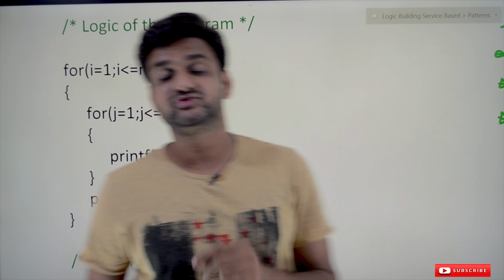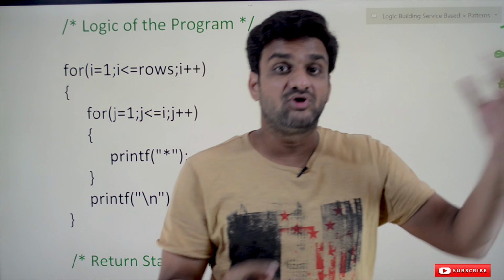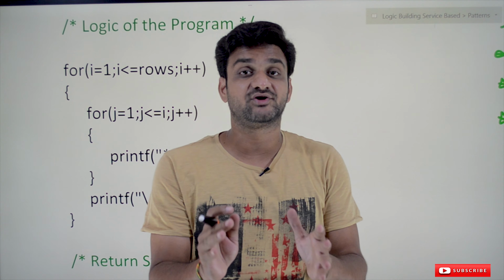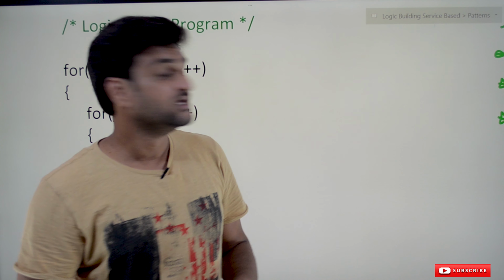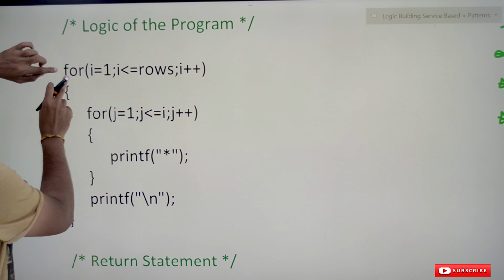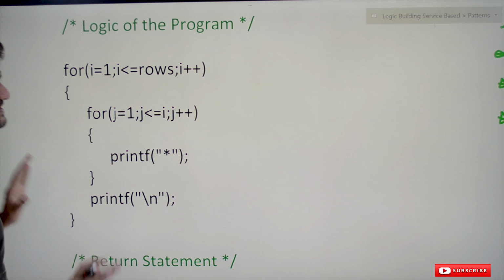Why we are going to use nested loops: the concept of nested loops has already been discussed in our C programming language playlist. If you haven't watched it, please watch that. Now here is the first for loop, and within this loop, if you have another for loop, we call it a nested loop.